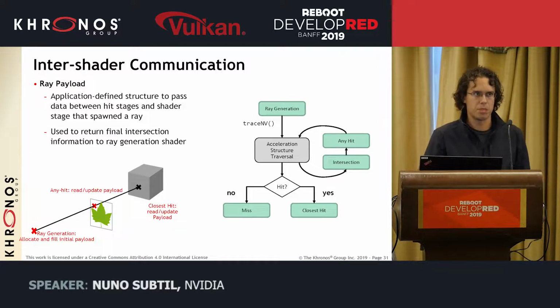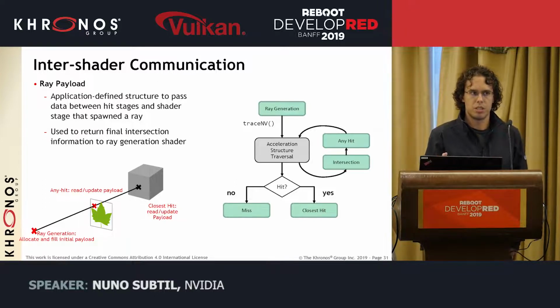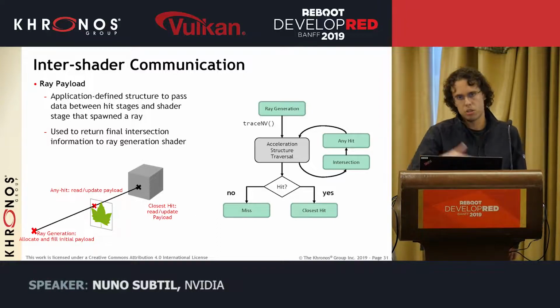Or it could be visibility information for shadow rays, or it could be a spectral density if you're doing light transport simulations. It could be anything. It's entirely application defined. But the idea here is that you initialize it in the ray generation shader, and all the hit shaders can update it. And then the data, after it's updated, gets returned back to the original ray generation shader or to the shader that spawned the ray to begin with. So this is used to return final intersection information back to the original shader stage that spawned the ray.